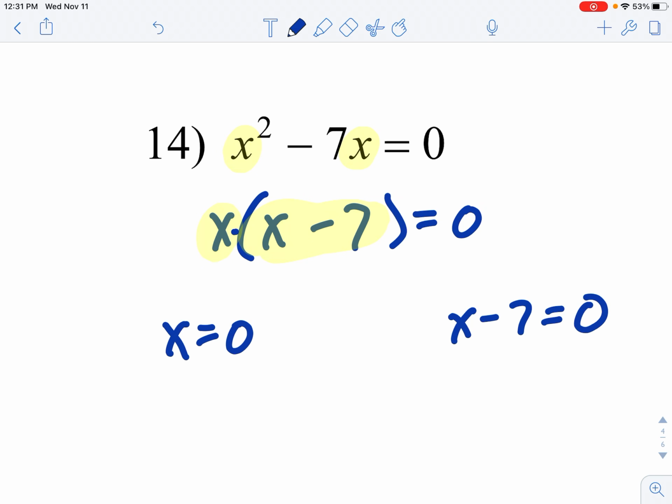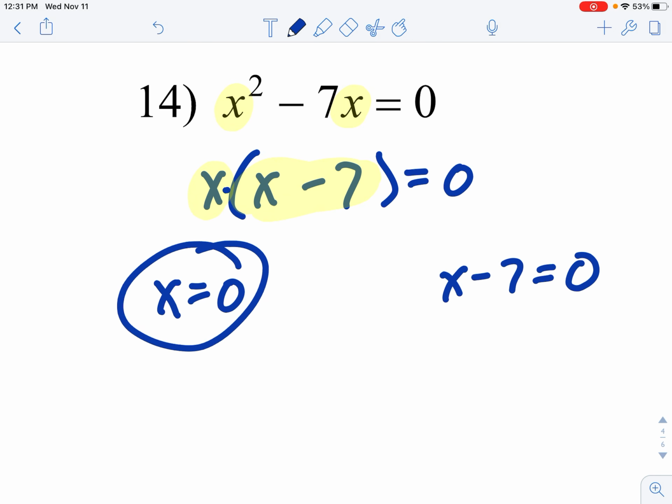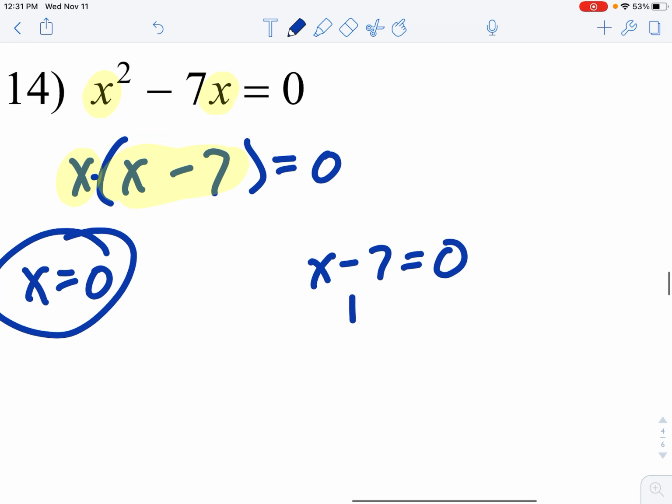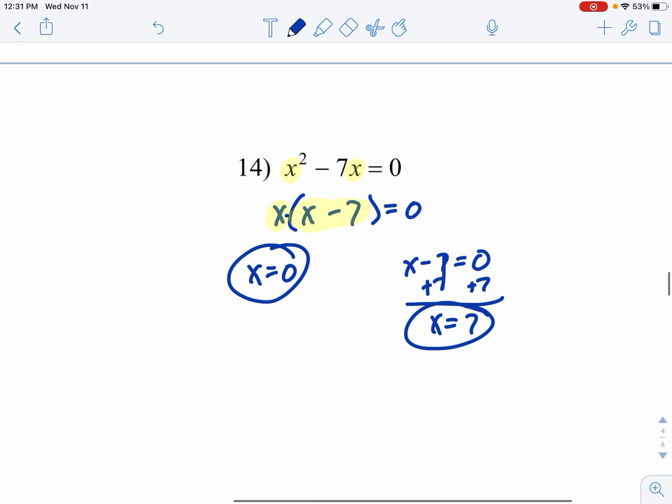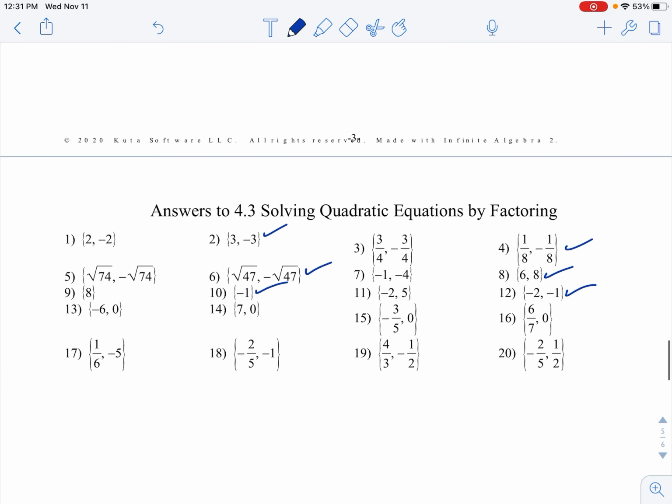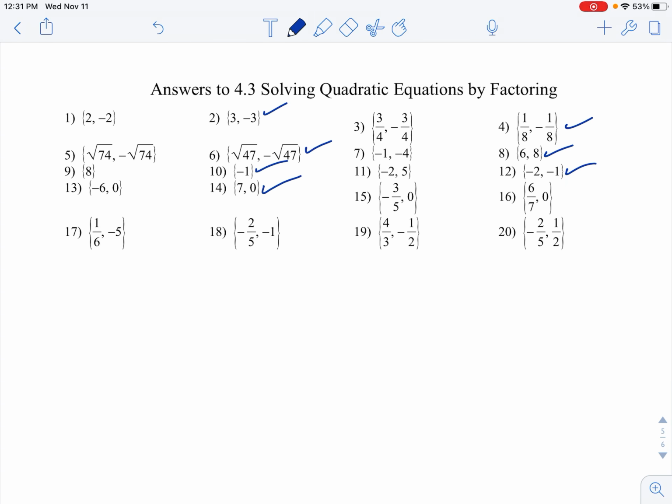The next step is to solve it, but this one's already solved. I mean, the x is isolated. The other one, we do have to add 7 to both sides, so yeah, go ahead and do that. And now we get two answers, 0 and 7. Let's go check number 14. 7 and 0, 0 and 7, same thing.